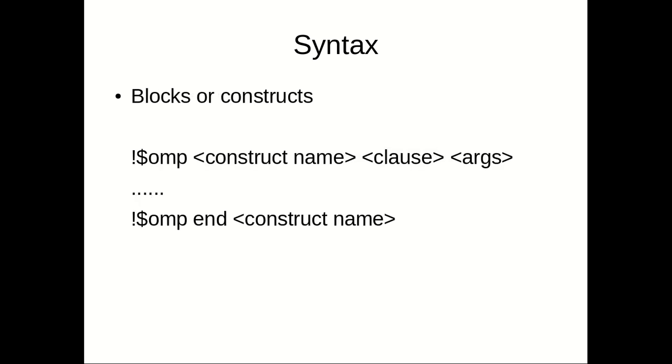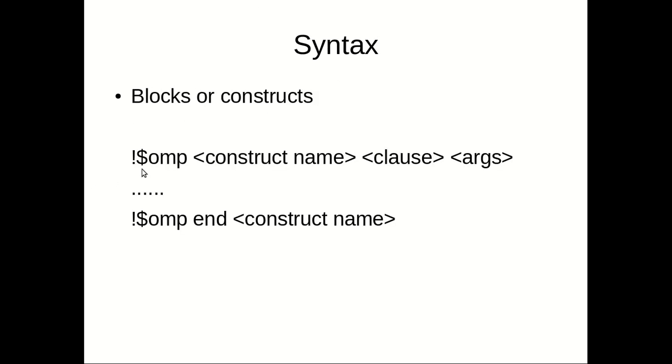That's about preprocessor directives. Next, what you have is blocks, which are constructs, so they are also called normal directives. The syntax for them is simple. You write exclamation $ sign followed by OMP, and there should be no space between the dollar and the OMP. Then you write the construct name or the clause name or the block name, followed by the arguments that the clause or the construct might take.